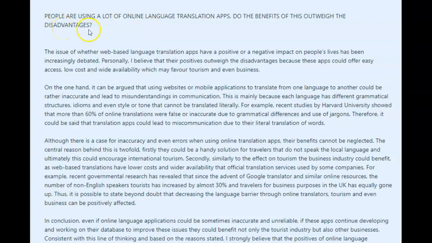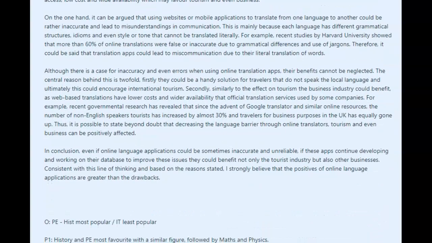Okay, I want you to keep that in mind. When it says disadvantages, they do in fact want you to talk about more than one. Okay, let's take a look at your next paragraph.